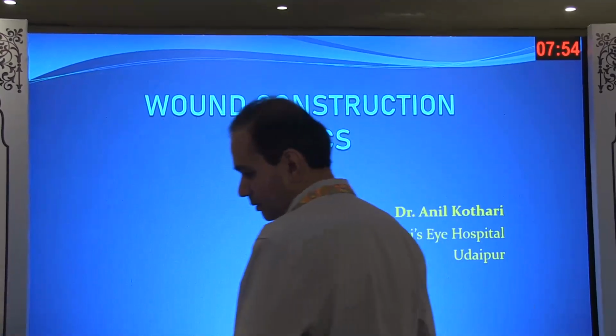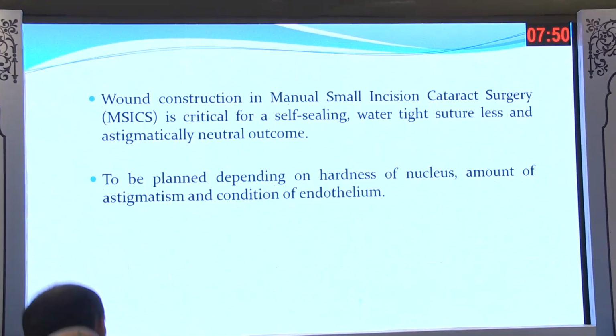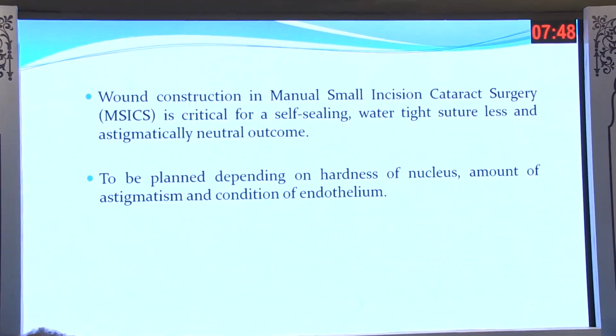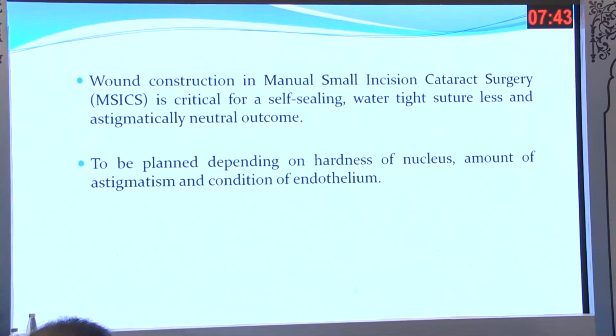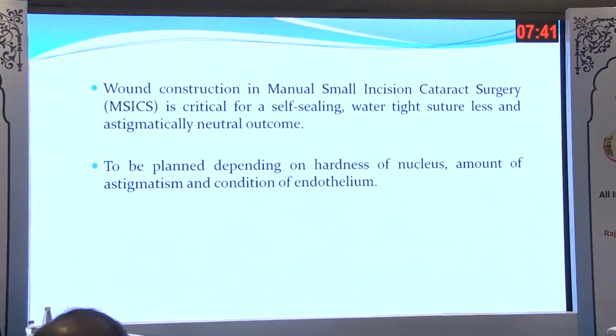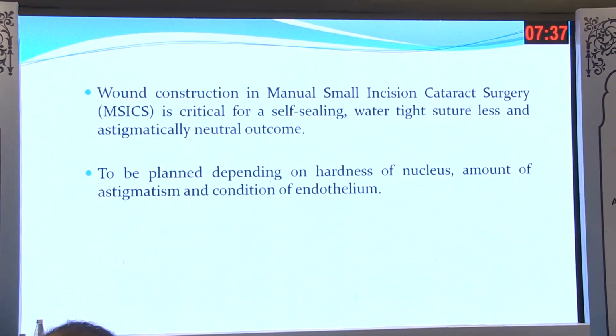I'll speak on wound construction in SICS. Wound construction in manual small incision cataract surgery is very critical because the complete result of the surgery depends upon this. It should be self-sealing, watertight, sutureless, and give an astigmatically neutral outcome.